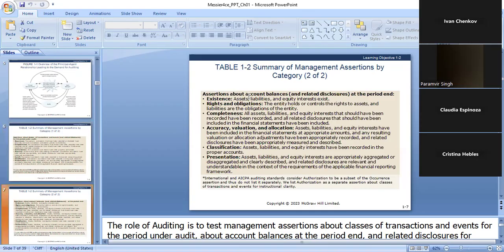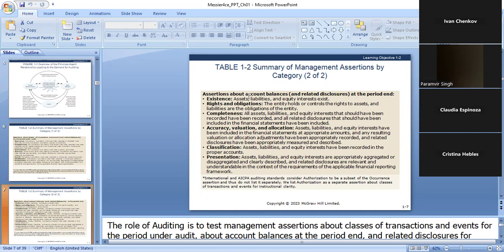Then you're going to chase completeness, which repeats from the previous one. Then you're chasing accuracy, valuation, and allocation, all three together. Then classification and presentation repeat from the previous one as well, but relate to different things. Now we're chasing account balances rather than transactions and events. So you can see we're starting with a very simple level. We start with transactions and events, then we move to the next level, which is account balances.